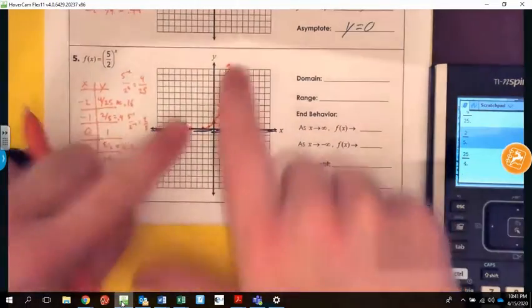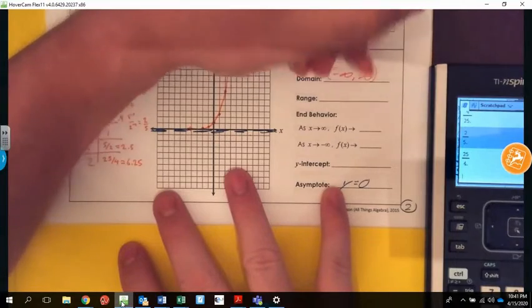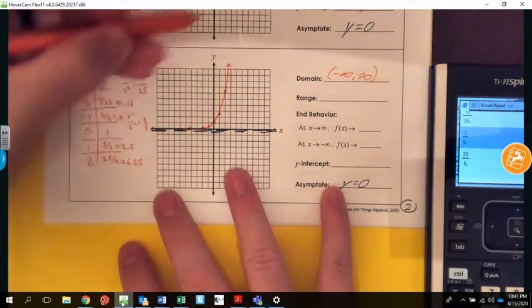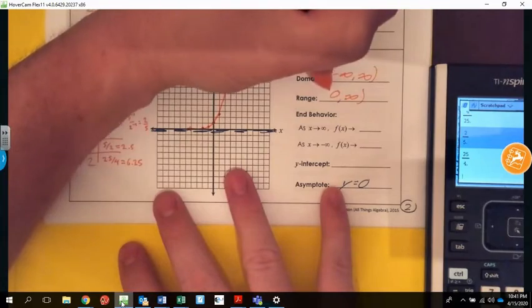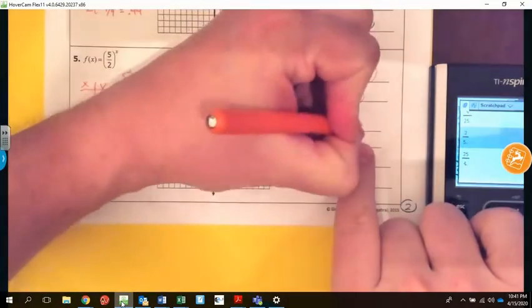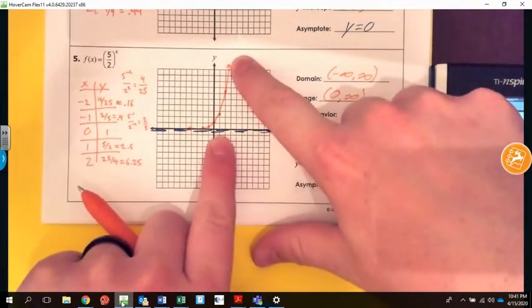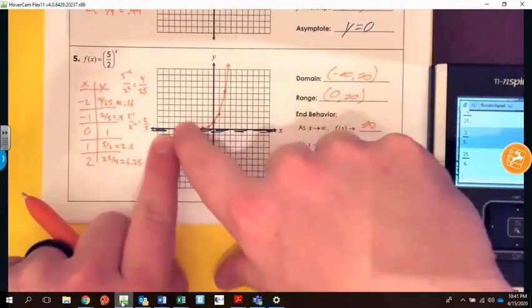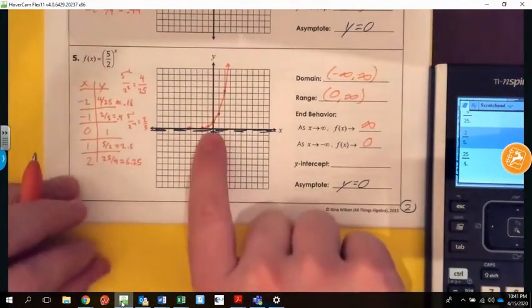Domain goes forever, left and right. We're looking at -infinity, +infinity. Our range goes from 0 up to infinity. It's what our y values are. As x approaches infinity, the graph is going up to infinity. As x is going to -infinity, the graph is getting shorter and shorter and shorter towards that asymptote, which is 0. Y-intercept, 0, 1.